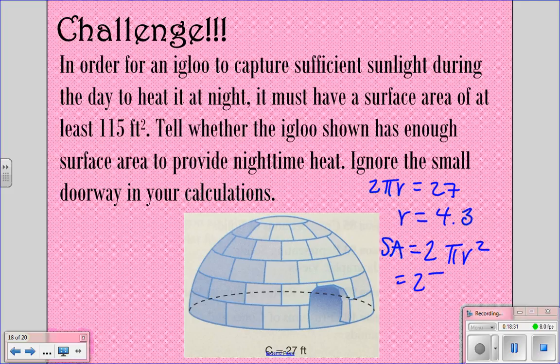And so we're going to do 2 pi and then 4.3 squared. Now remember, I'm not going to just put in 4.3. I'm going to use that whole decimal that my calculator gave me. So square that and then multiply it by 2 pi, and I get 116.02. And so it says, is that enough surface area? Well, is it greater than 115? It is, just barely. So does it have enough surface area to provide nighttime heat?